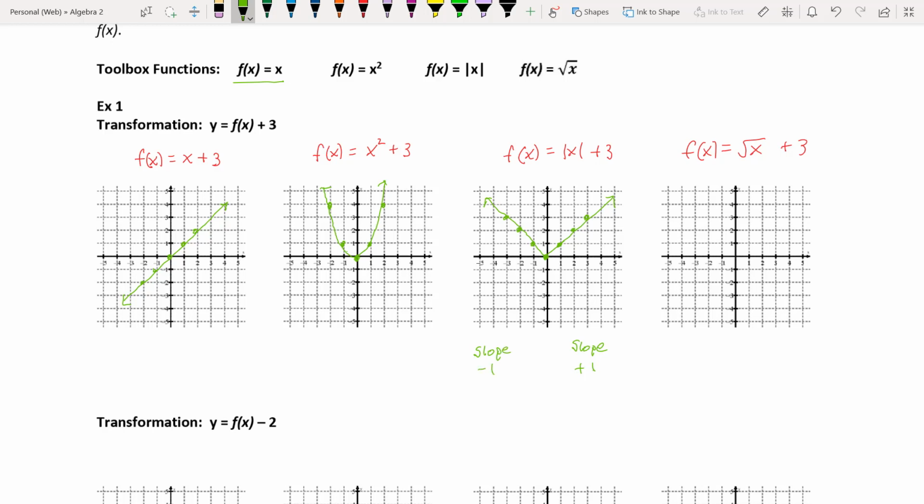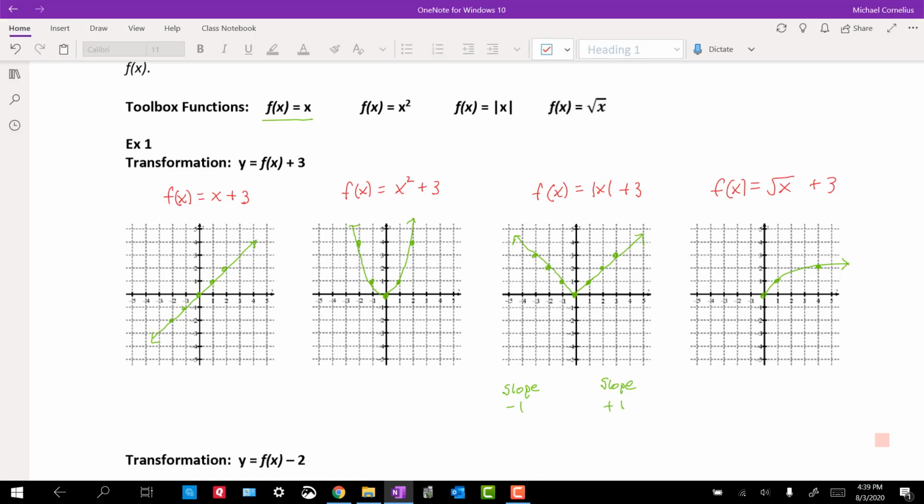And then finally, our square root function here, the parent function looked just like this. 0, 0, 1, 1, 4, 2, rolled out to the side just like that. So now we're going to go to Desmos, and we're going to type in each of the parent functions and each of these transformations. I'm going to do the first one, and then I'm going to have you do the ones after that. So let's take a look here.